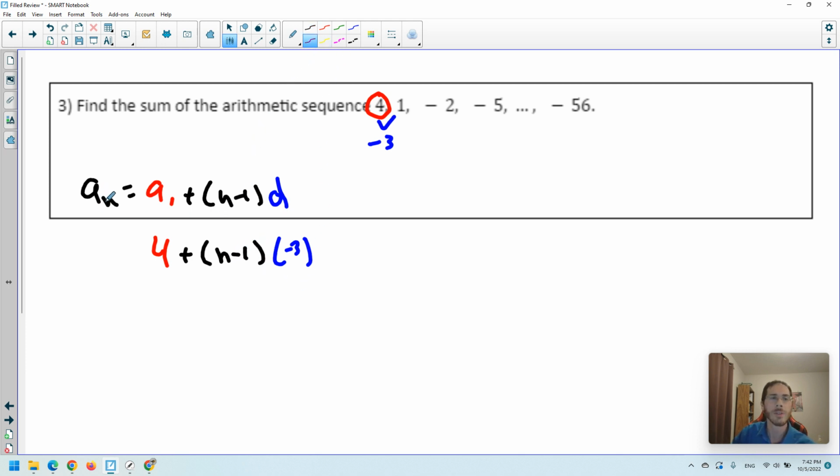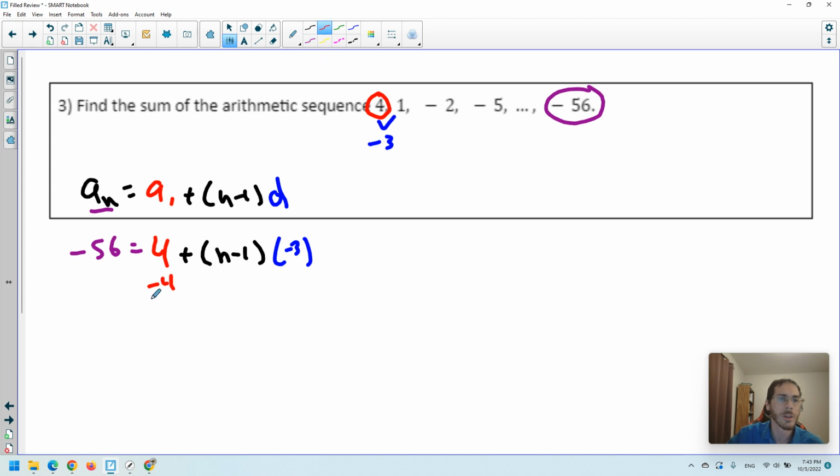And one thing that I do know is the last term. a_n is always the last term, and the last term over here is -56. So I could put -56 on that side. And now I have an equation where all that I'm missing is just one variable. I'm just missing n. So I just have to get the n by itself. That doesn't seem too bad.